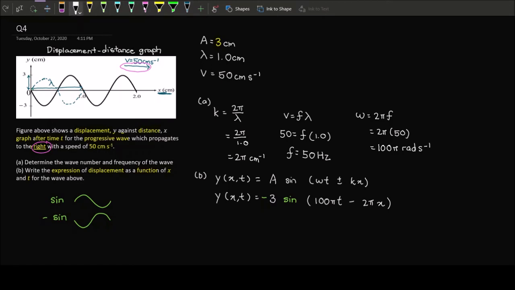So it's important for us to be really clear what's the direction of the motion of the wave, what's the direction of propagation of the wave, before we fill in the positive or the negative sign. So there's a lot of signs to care about, whether there's a sign here or not, and whether it's positive or negative here, or positive or negative here. Very important to consider, so be careful when you are constructing an expression of displacement as a function of x and t.